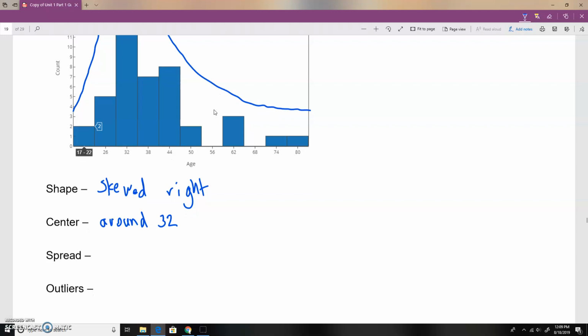Now the spread. The spread will simply be our max value, which looks like it's around 80, minus our minimum value, which looks like it might be 17 according to our graph. So our spread here would be about 63. Now as far as outliers, outside of the overall pattern, you'll see we have 62 possible, 74, 80. All of those are possible outliers. So I would say possibly 62, 74, and 80.